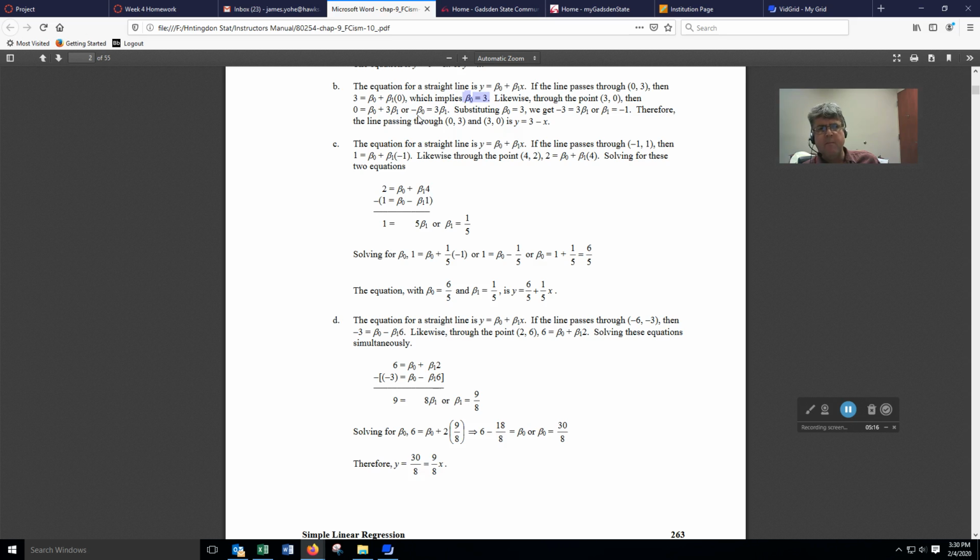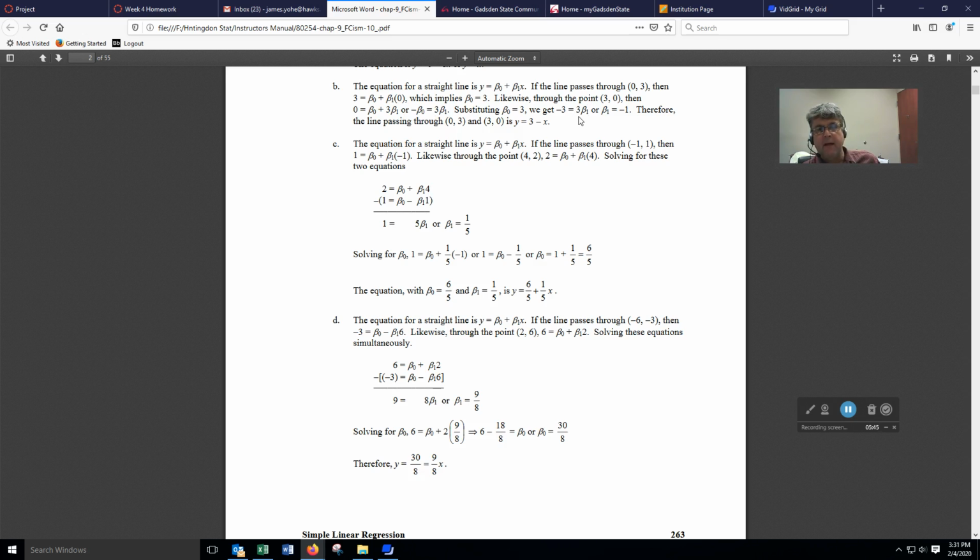Or negative beta 0. We subtracted beta 0 from both sides. Beta 0 is equal to 3 times beta 1. Now we know that beta 0, beta naught, is equal to 3. We solved for that up here. So we stick a 3 in for beta naught, and we get negative 3 is equal to 3 times beta 1.